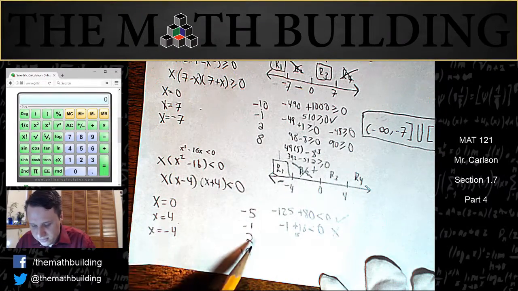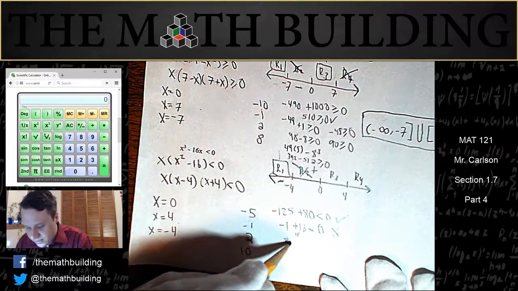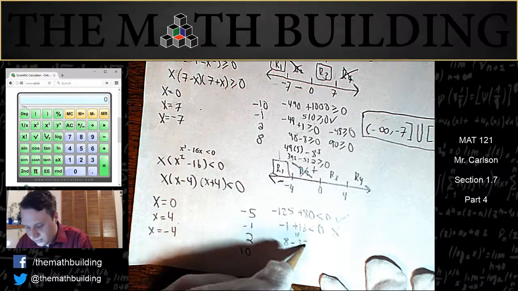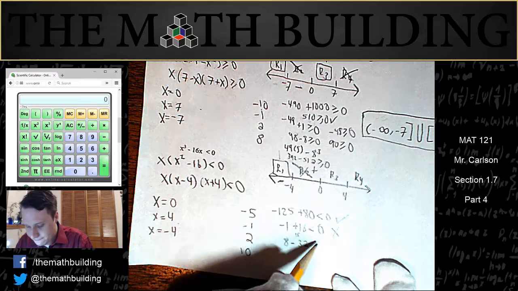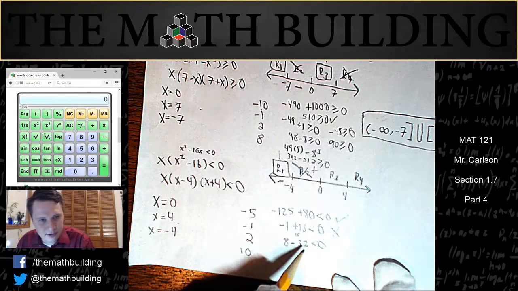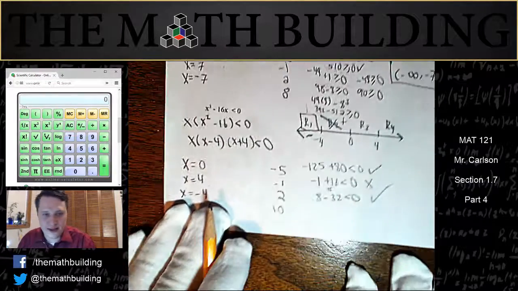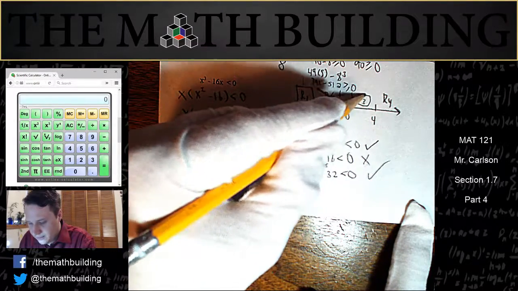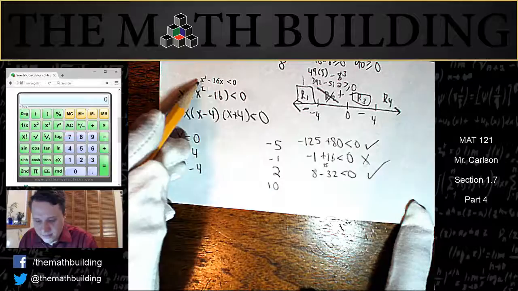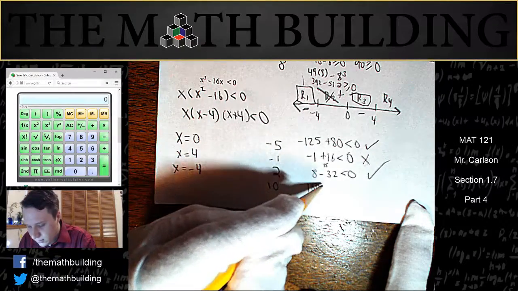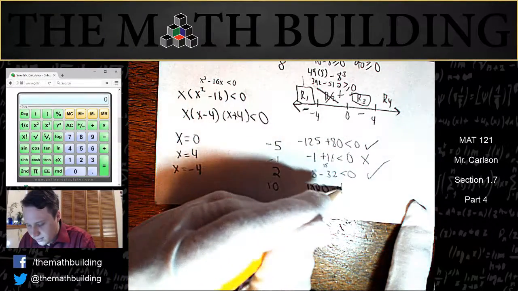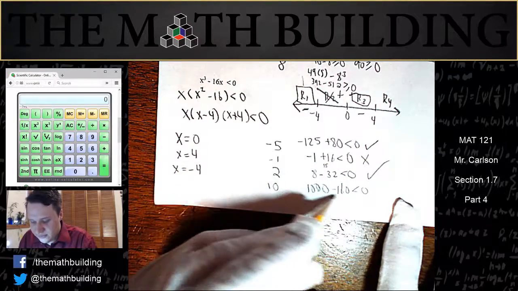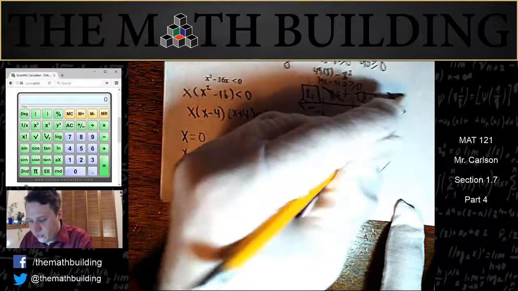Let's try plugging in 2. 2 times 2 times 2 is 8, minus 2 times 16 is 32. Is that less than 0? 8 minus 32 is negative, so you bet that is going to be less than 0. So region 3 is good because that's negative. And let's plug in a 10. 10 times 10 times 10 is 1,000 minus 160. That is going to be a positive number, so region 4 is out.